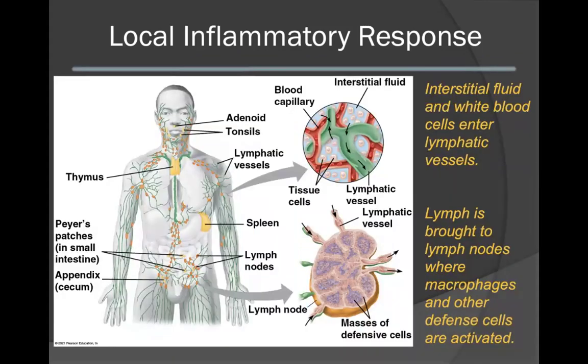The interstitial fluid, which is present at the inflammation site, as well as the white blood cells, will eventually enter into the lymphatic vessels. This lymph will then be brought to the lymph nodes, where macrophages and other defense cells are further activated. Take a look at the diagram to understand the relationship between interstitial fluid and the lymph system, as well as the overall location of the major lymph vessels, as well as the aggregation of lymph nodes.